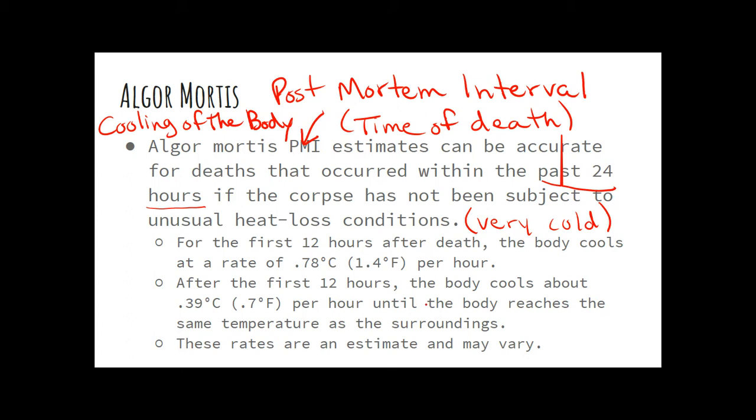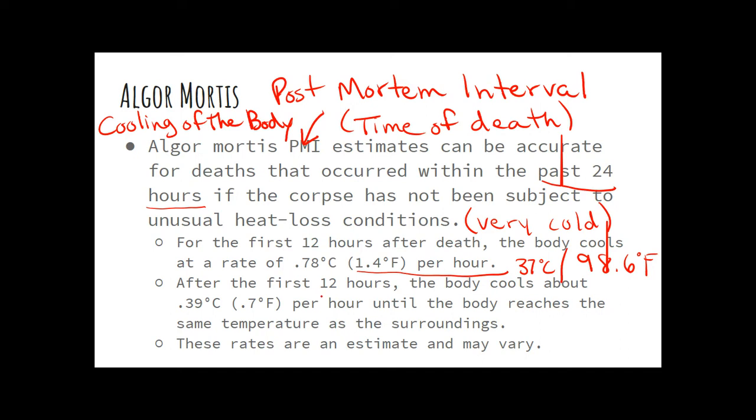So for the first 12 hours after death, and this is based on your body being in a room that's room temperature, so around 70 degrees Fahrenheit, your body is going to cool at a rate of 1.4 degrees Fahrenheit per hour. So every hour, your body is decreasing by 1.4 degrees Fahrenheit. Considering that the body starts out around that 98.6 degrees Fahrenheit mark, and that's 37 degrees Celsius, you're dropping down this much per hour.